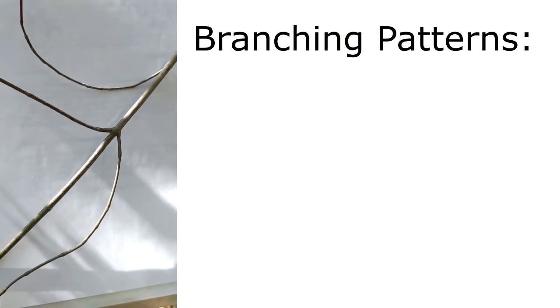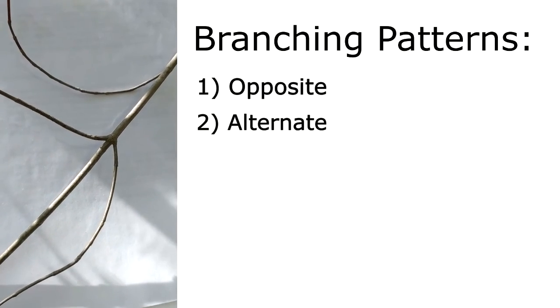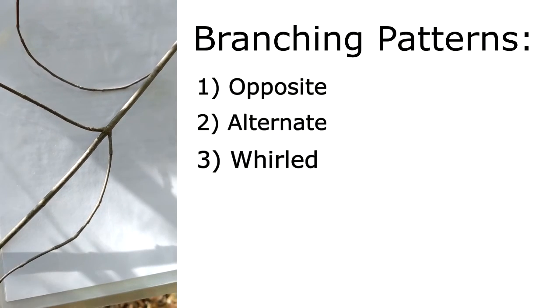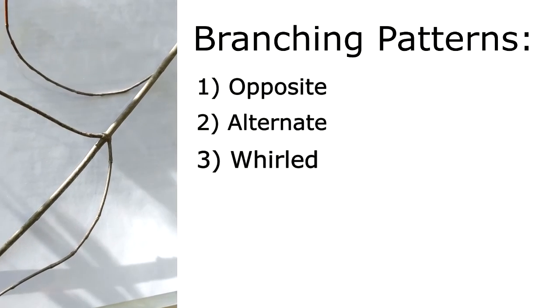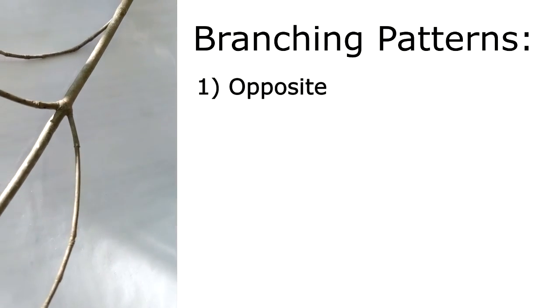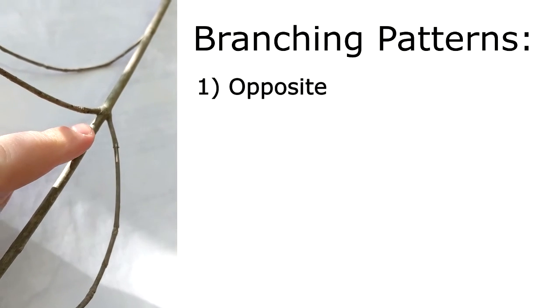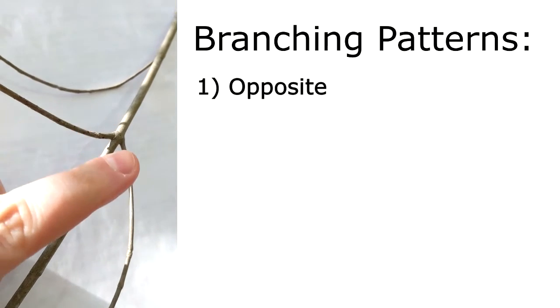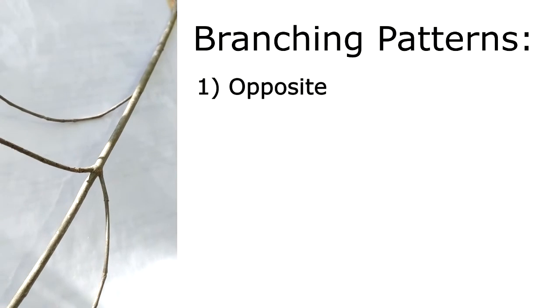So one of the things we want to look for when we're identifying trees is whether the branches come off in an opposite, alternate, or whorled pattern. This is a really great example of an opposite pattern. So as you see on this branch, we've got 2 branches coming out of the same node on the larger branch.